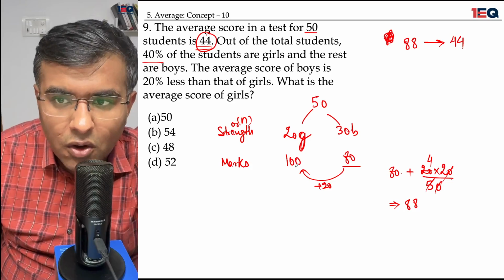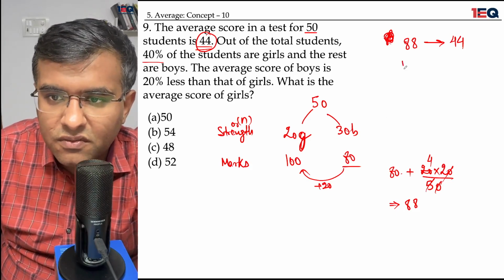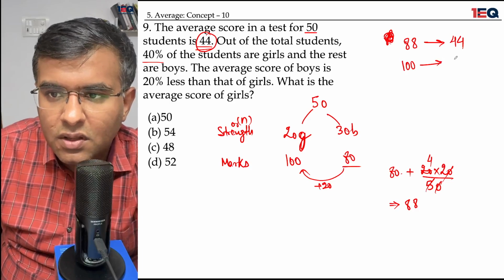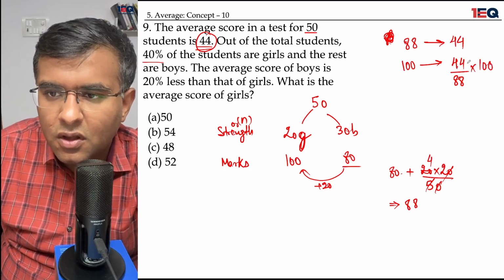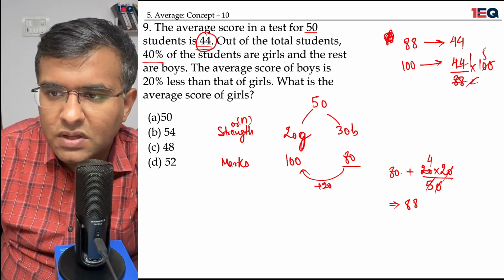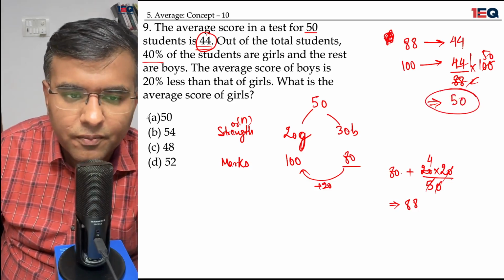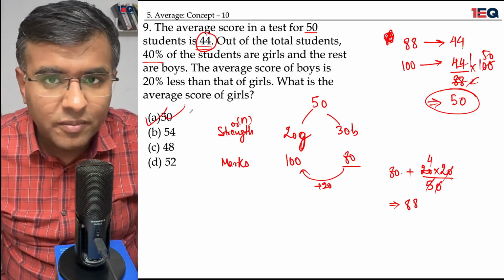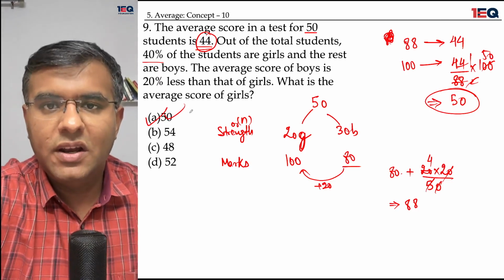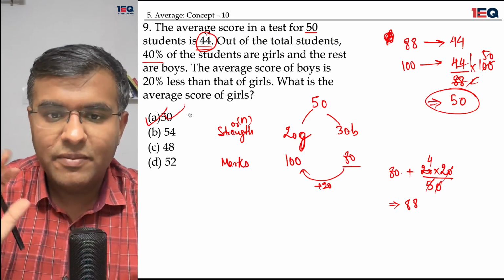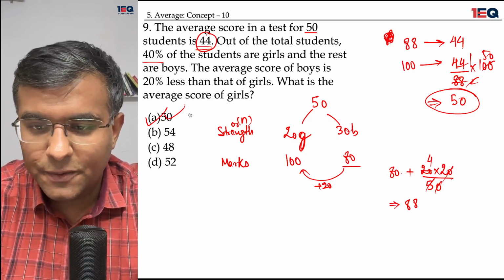Now I need to find out the average score of girls. The average score of girls is equal to 100. So if the value of 88 is equal to 44, what would be the value of 100? 44 ones are 44, twos are 2, ones are 50. So my final answer comes out to be 50. I hope I've made myself very clear according to the methods that I've been using. Yep, good enough. Let's move on.